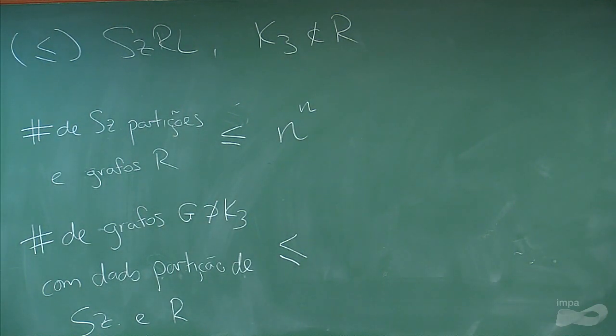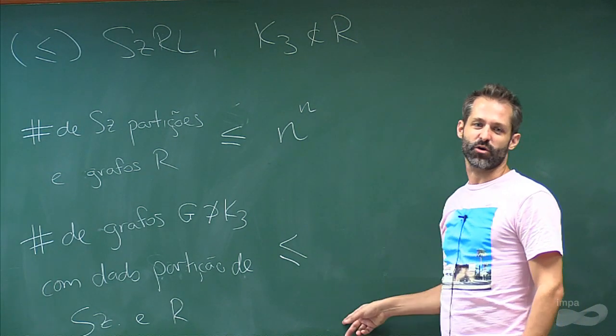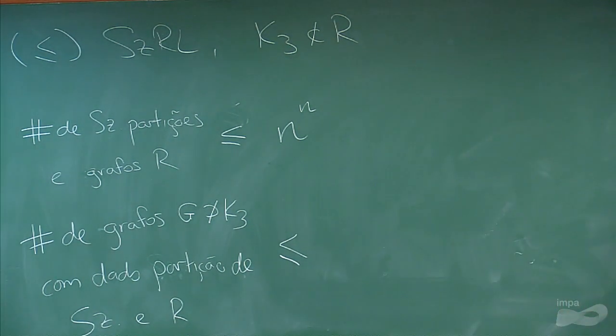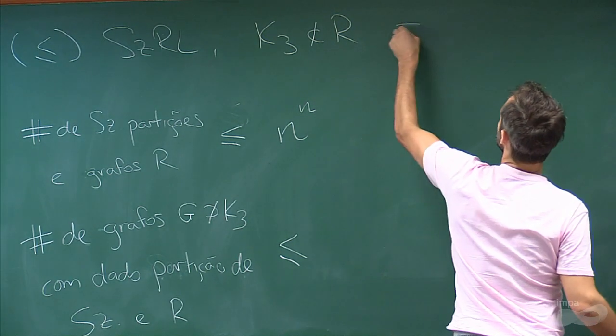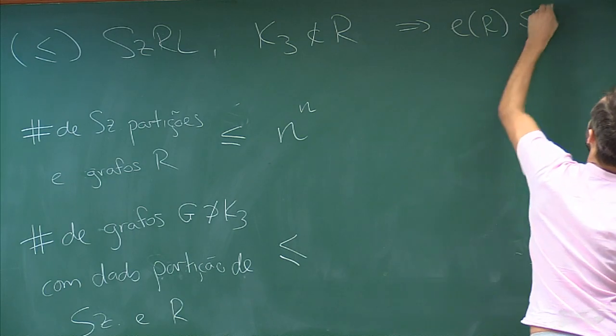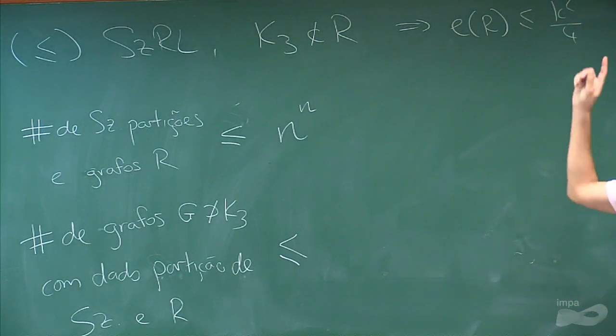Okay, so fixing the partition and fixing R, how many ways are there to choose a graph that's triangle-free? So the first observation is, if R has a triangle, then 0. You're dead. So we can assume that R does not have a triangle. So that tells us that R has at most how many edges? k squared over 4, right? Where k is the number of parts in the partition.